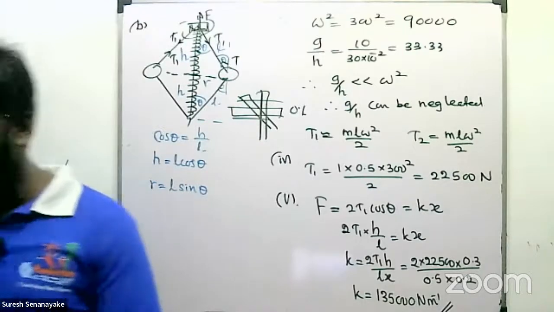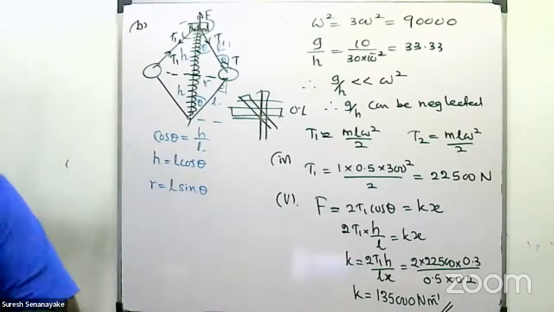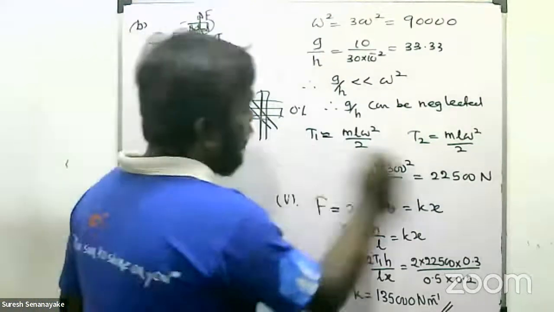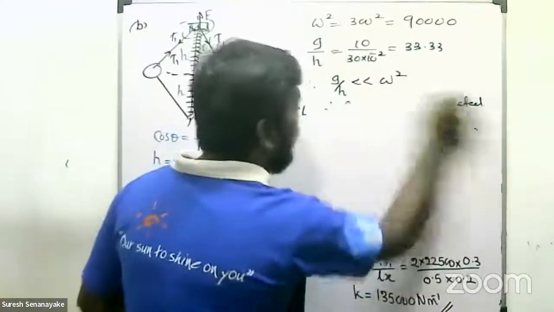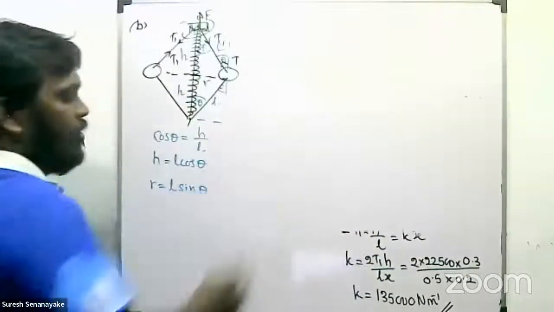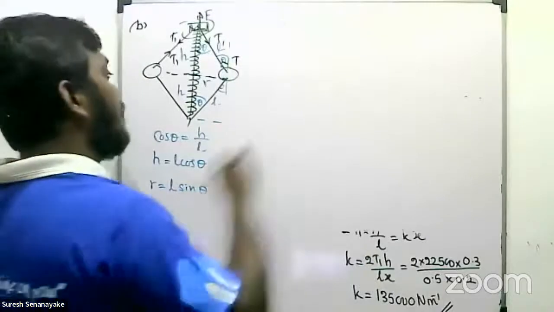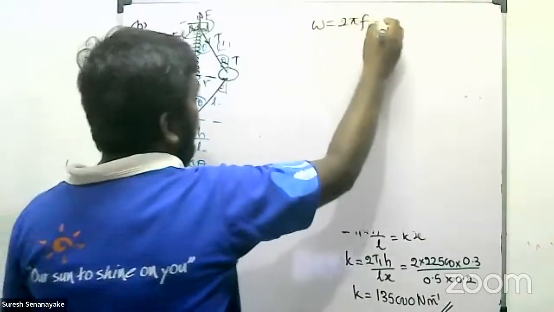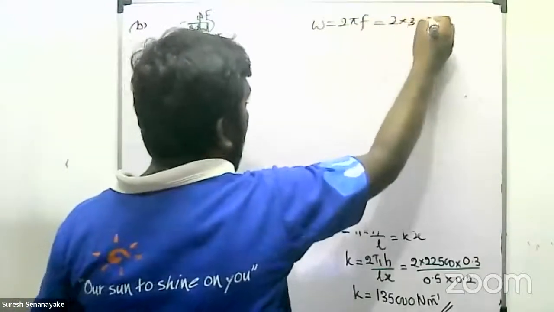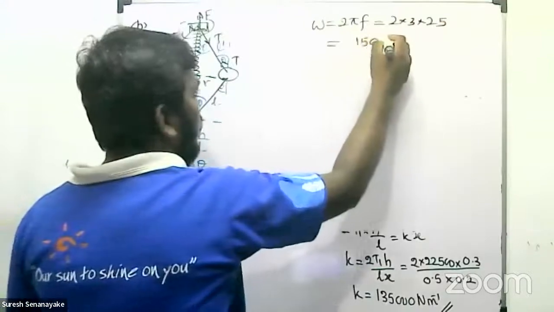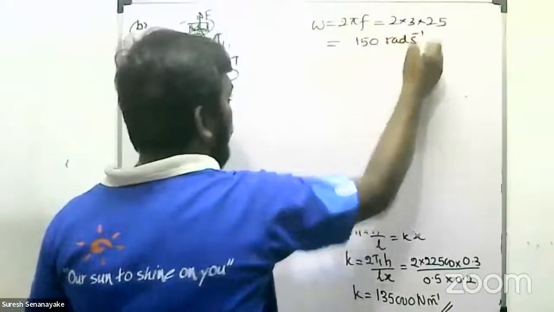The tension of an upper arm spring. Now the omega is not constant here, right? The omega is not 300 then. Because now it is 25 hertz, that omega you need to find again. So omega equals 2 pi into F. That's 2 into 3 into 25 now. Previously it's 50. Now it's 150 radians per second.